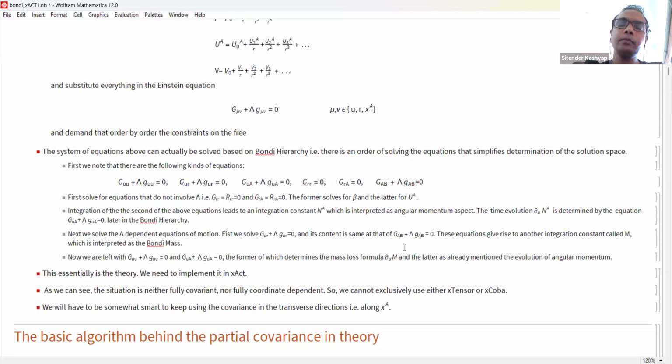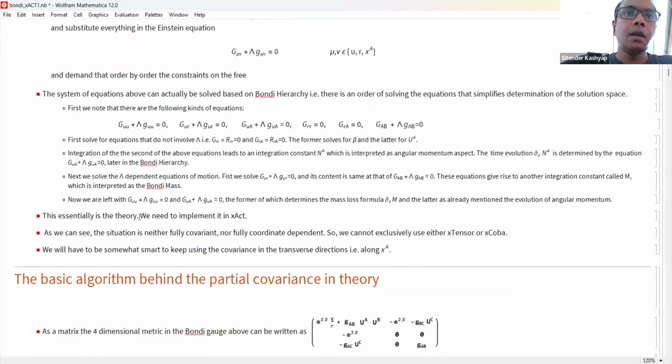Now, this is essentially the theory, and we need to implement this in xAct. As we can see, the situation is neither fully covariant nor fully coordinate dependent. It is not fully covariant because we are not using full four-dimensional indices. We are mixing things up: U is there, capital A is there, and R is there. And it is also not fully non-covariant, because there is this covariance in the XA directions.